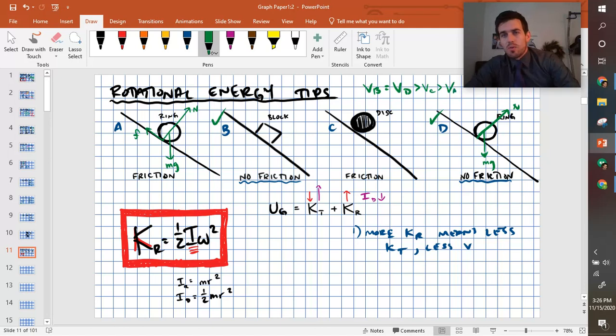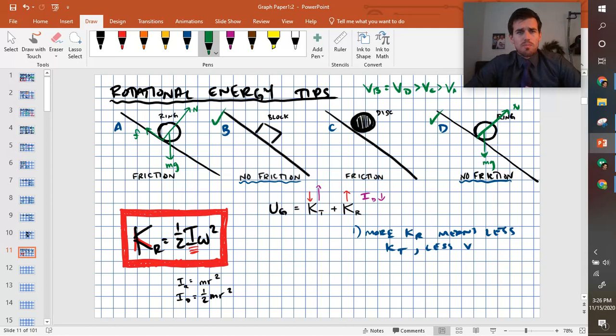And that matches a lot of what we talked about last week, where we said the more rotational inertia an object has, the more it's going to resist acceleration. So since A has more rotational inertia than C, it's going to resist the acceleration more and therefore be going less fast at the bottom than C is.